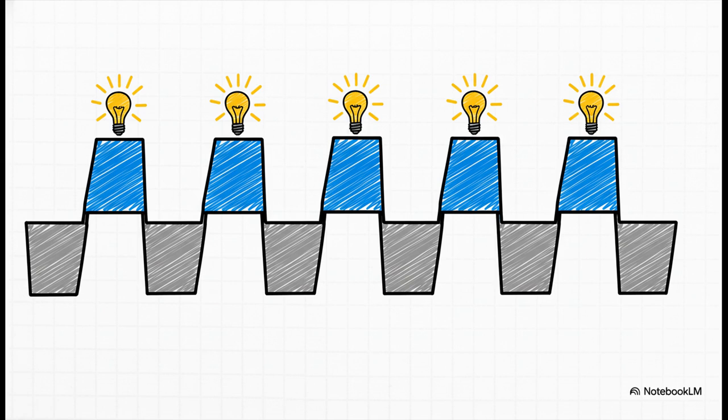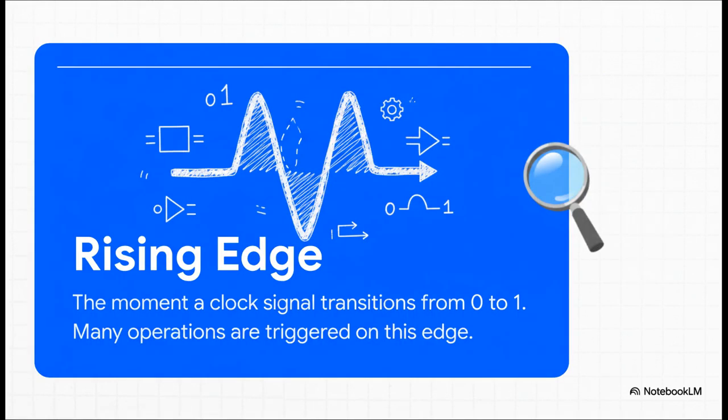This constant rhythmic pulse is basically the metronome for the entire computer, making sure every single component does its job at the exact right moment. Now, inside that simple wave, there are these really important moments. The first one is called the rising edge. This is the exact instant the signal flips from low to high, from a 0 to a 1. Think of it like a starting pistol that goes off and tells the component, okay, do your thing now.